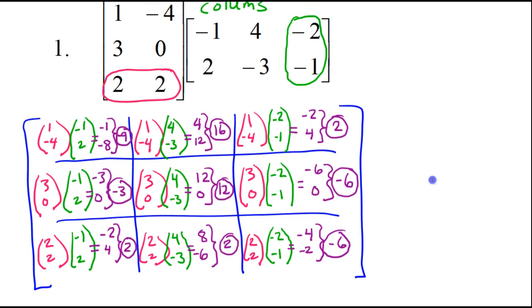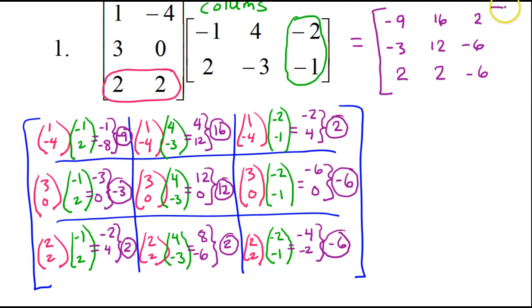Okay, so now I'm ready to write my final answer. My final answer will be negative 9, negative 3, 2. I'm just recording all of these results. And then I've got 16 and 12 and 2. And finally I have 2 and negative 6 and negative 6. So this will be the product matrix that I was looking for. This is the final answer.